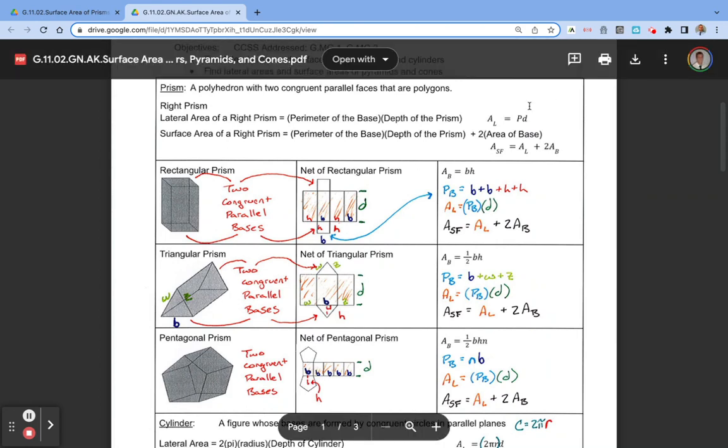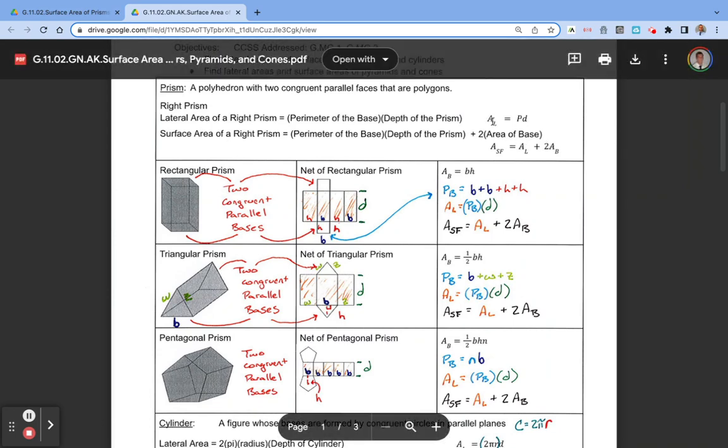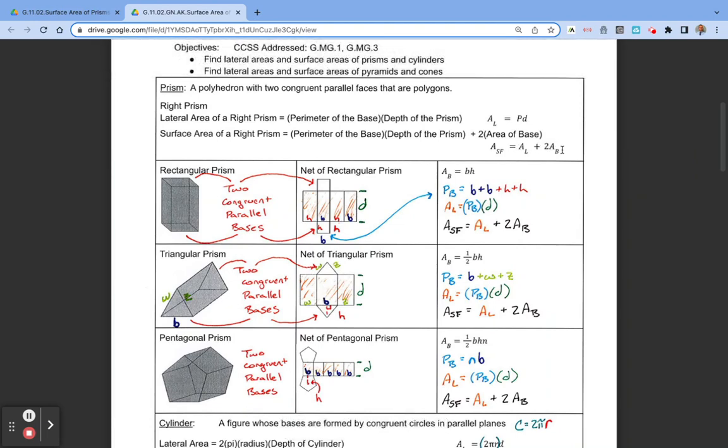And these are the equations right here. So lateral area is equal to the perimeter of the base times the depth, and that's for the lateral area. And then for the whole area, we find the lateral area, which has come from this equation up here, and then we're going to add 2 times the area of the base.